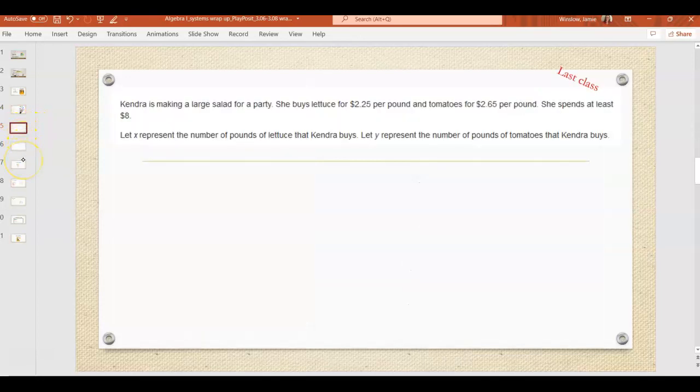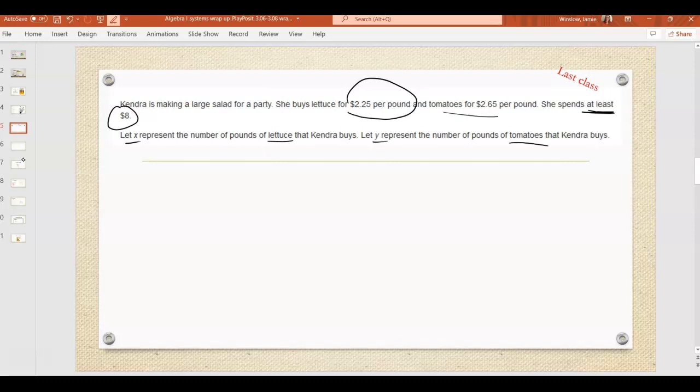All right, now we have some word problems. So this is the most interesting real life kind of questions, right? Where you're not just dealing with graphs, that we have a real sort of example. It says Kendra's making a large salad for a party. She buys lettuce for $2.25 per pound and tomatoes for $2.65. She spends at least $8. So we're going to let X represent the pounds of lettuce, and Y is tomatoes.